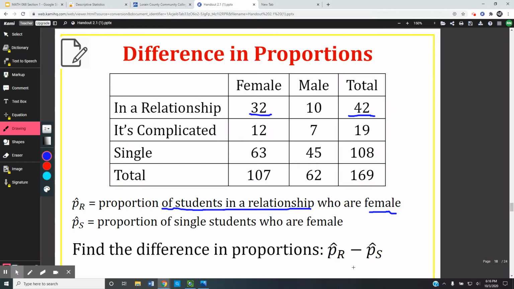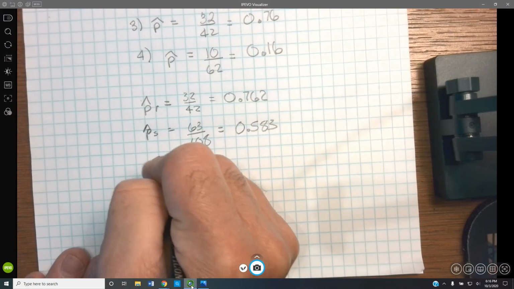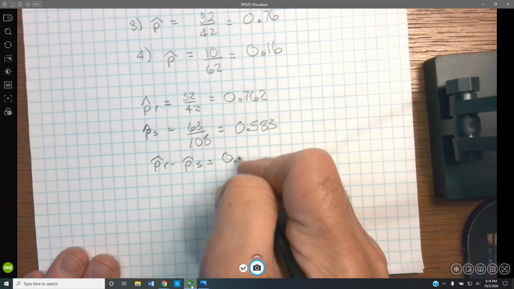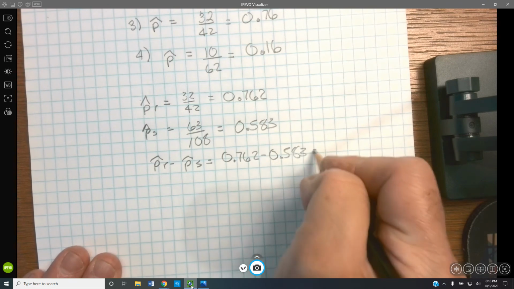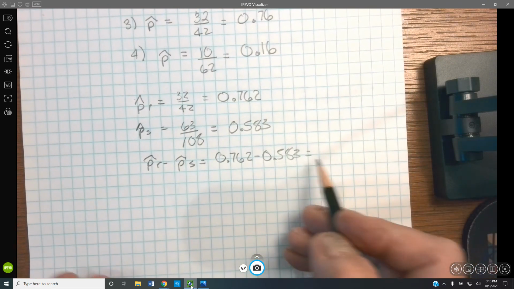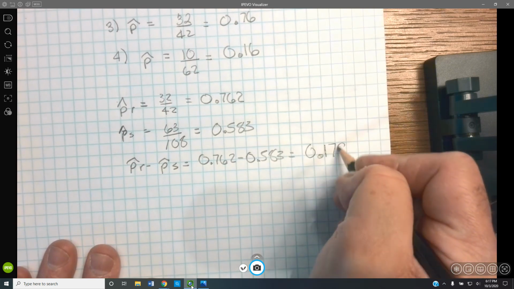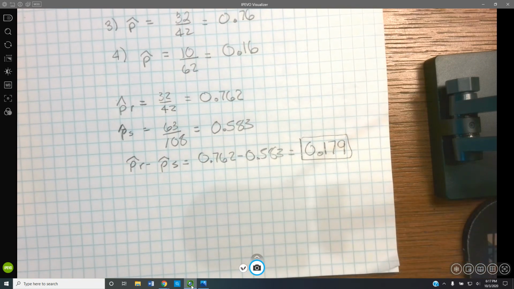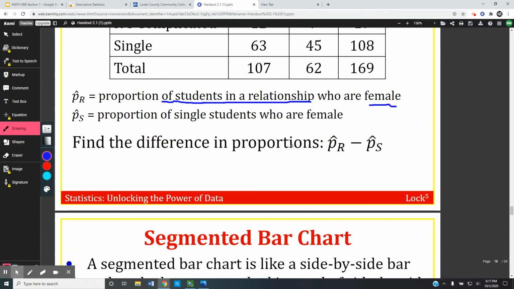They want p-hat of R minus p-hat of S. So p-hat of R minus p-hat of S is equal to 0.762 minus 0.583. My statistic of interest is not either one of these. My statistic of interest is 0.179. This is my statistic of interest.